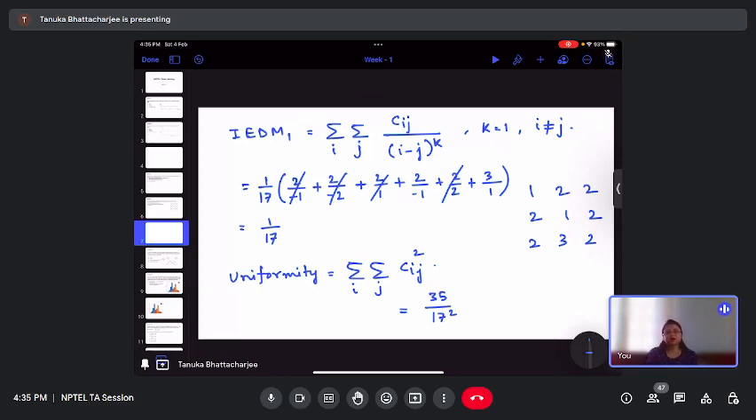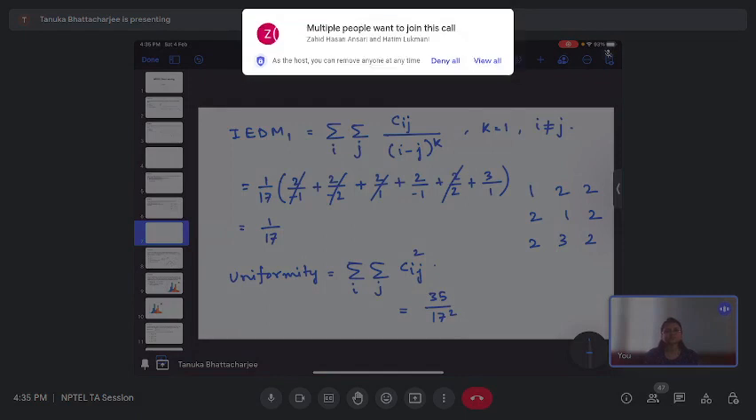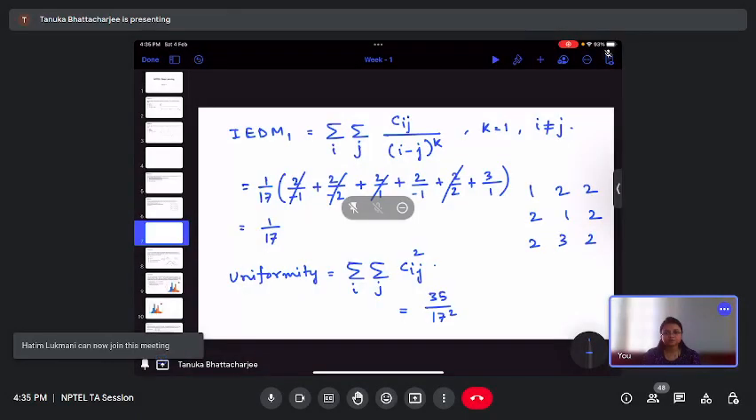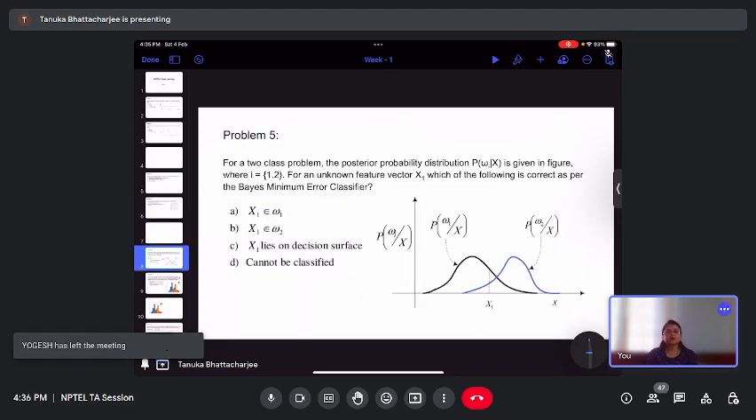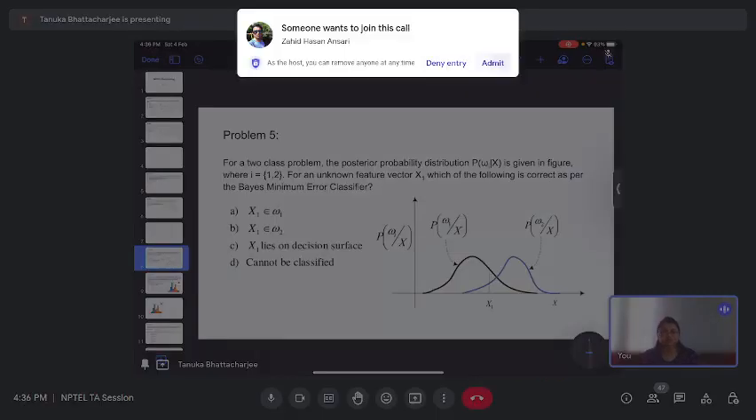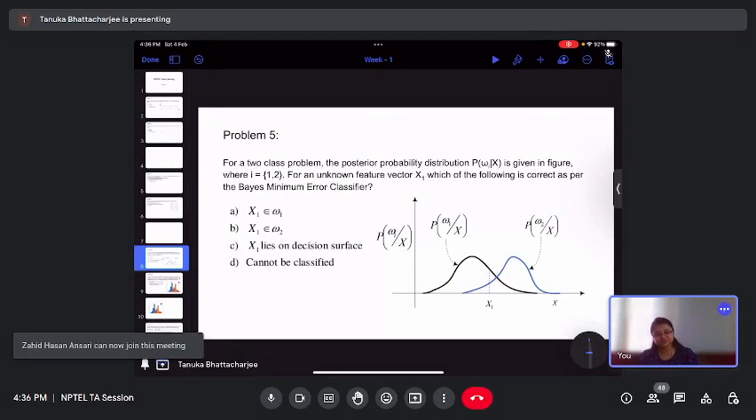Now let us move on to the next topic. So this was about the feature descriptors, shape descriptors as well as region descriptors. Now we will move on to the Bayesian classifier. As you know, first we will talk about the Bayesian minimum error classifier. So what does it say?